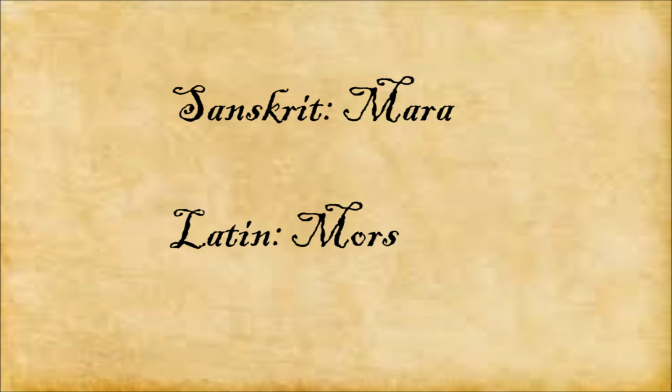Murder is derived from the Sanskrit word mara and the Latin word mors, both of which mean death. Murder is a legal term that describes one human being killing another human being on purpose without justification. Asterisks. An easy example here would be a serial killer. In this circumstance, a human being kills another human being on purpose without justification.